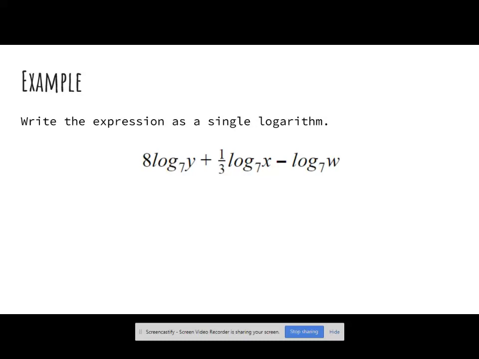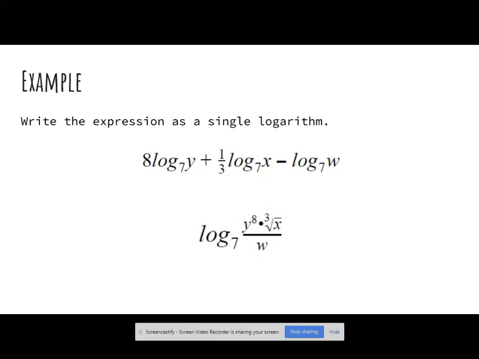I'm assuming you paused it. If you didn't, pause it, try it on your own. Again, give it a shot. Even if you get stuck, it's better to try it first before you watch me do it. It encourages you to do the thinking and not rely on me to do the thinking for you.